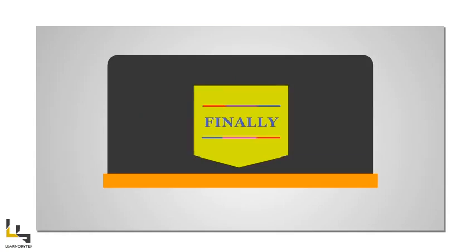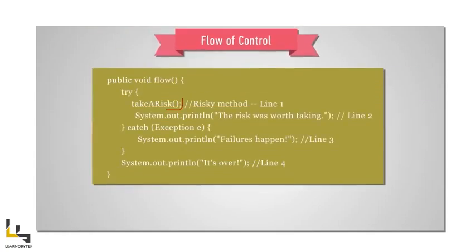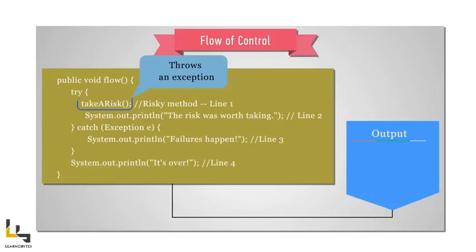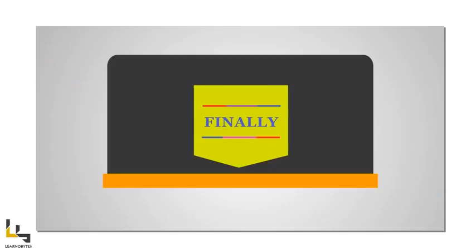Let's recap. In this video, we saw the flow of control of try, catch and finally block. In case there is no exception, code in the catch block does not run. In case of exception, catch block runs, then the method continues on. Finally is for the things that we want to do no matter what.